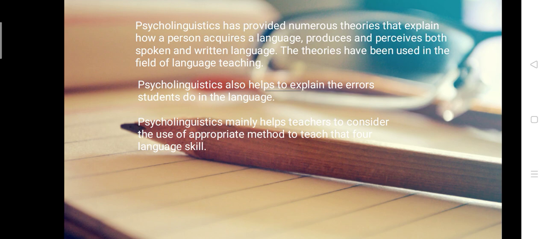The first question: why do we need to learn psycholinguistics? Okay, the definition of psycholinguistics first. Psycholinguistics has provided numerous theories that explain how a person acquires a language, produces and perceives both spoken and written language. The theories have been used in the field of language teaching. Psycholinguistics also helps to explain the errors students make in the language.